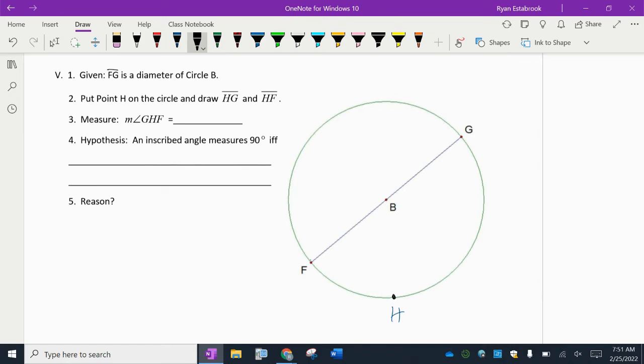And then if we draw in segment HG and segment HF, we get another one of these inscribed angles. Again, this is a part of a vocabulary for us. An inscribed angle is an angle that has a vertex on the circle. It's made up of 2 chords. And what I asked you to do is measure the angle measurement for GHF. You don't have your protractors out, but try to eyeball it right now. How big do you think that angle is?